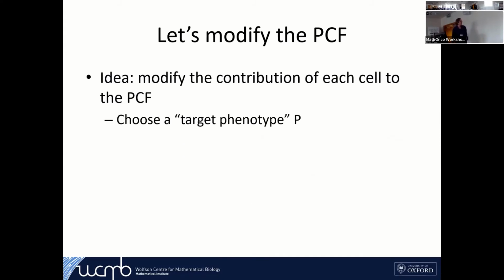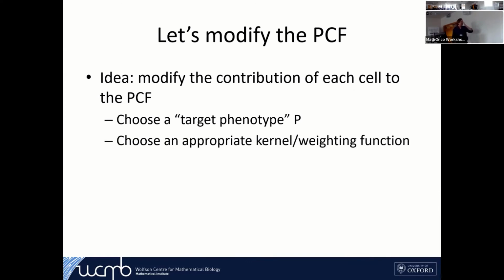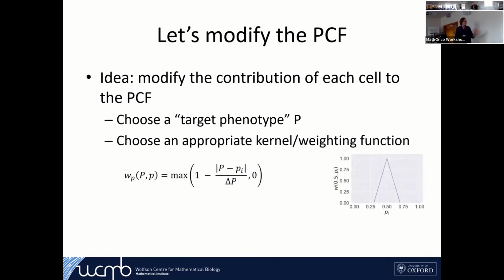So what I do now is I say, well, instead of just saying, is this macrophage in my population or not, I'm going to have some target phenotype P, and I'm going to pick some kind of weighting function around that. In this case, I'm thinking about P equals 0.5, and I'm just using a kind of triangular hat. For every macrophage in my simulation, I'm going to look at it and say, what's its phenotype? If its P is 0.5, great. We're going to include that in our count. That's one macrophage. If its P is 0.4, maybe I say, I'm going to count that as like half a macrophage, because it's close to my target, but it's not quite there.